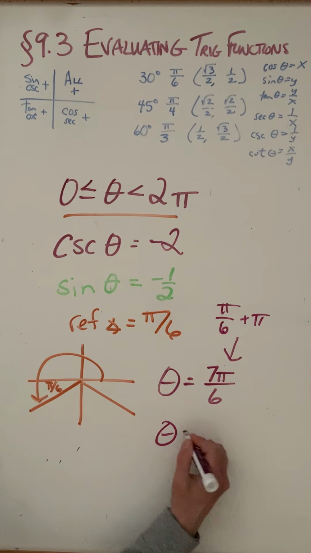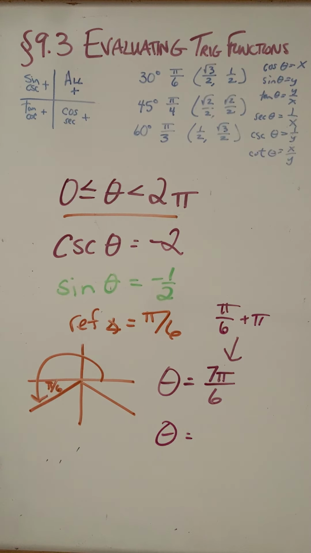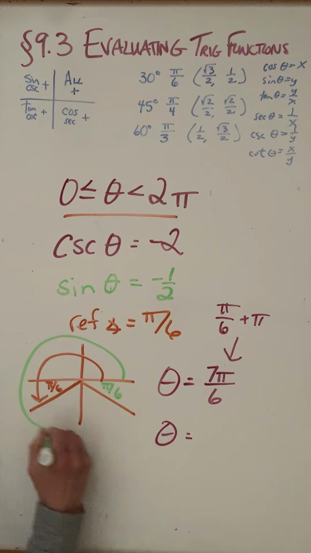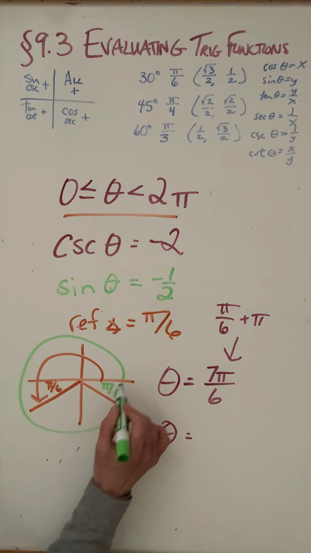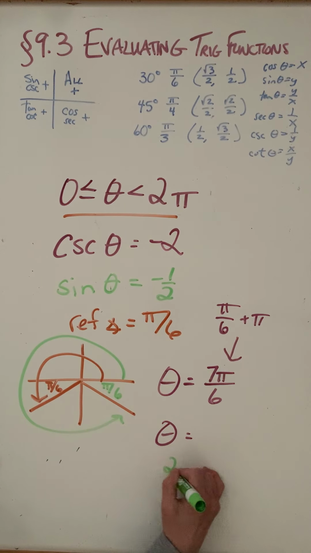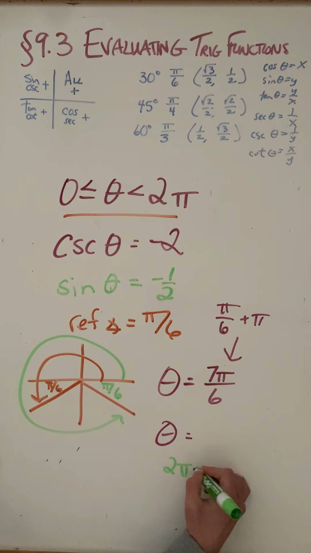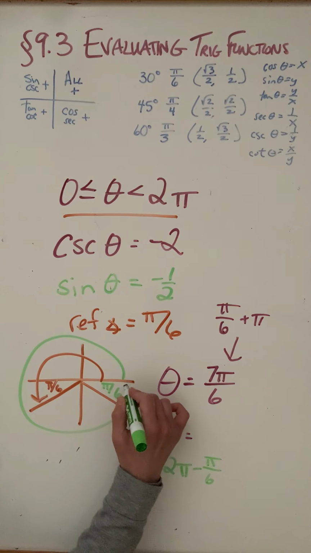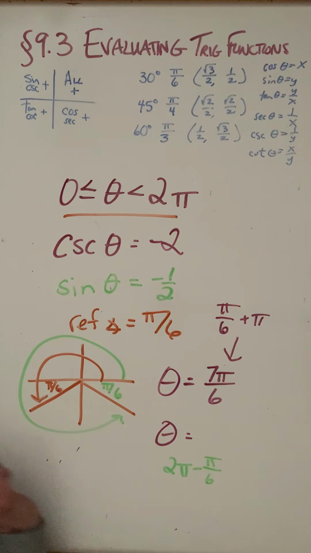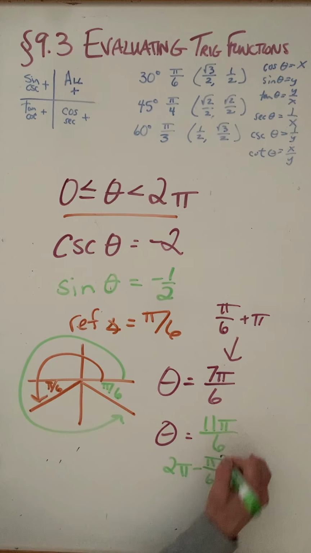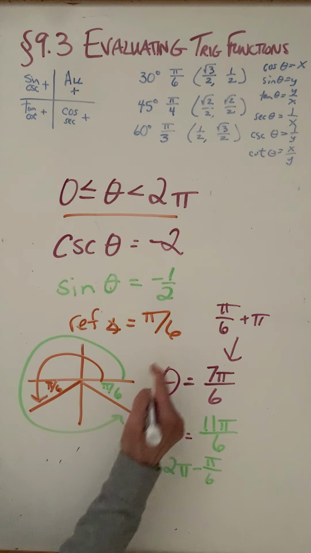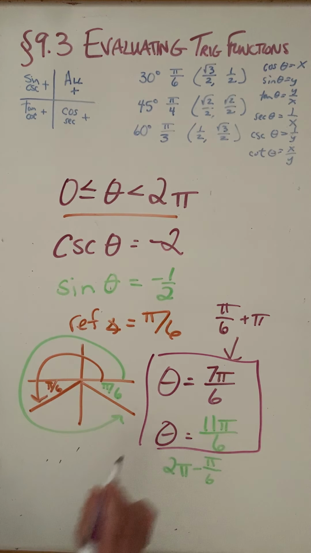All right, what's my other value for theta? Well, I need a reference angle of pi/6 in the fourth quadrant, which means I need this whole angle. So what is this angle theta? The whole revolution would be 2 pi, right? And if I subtract that reference angle of pi/6, that will give me that whole part that I want. So 2 pi minus pi/6 is 11 pi/6. Those would be my two solutions for theta in that particular domain.